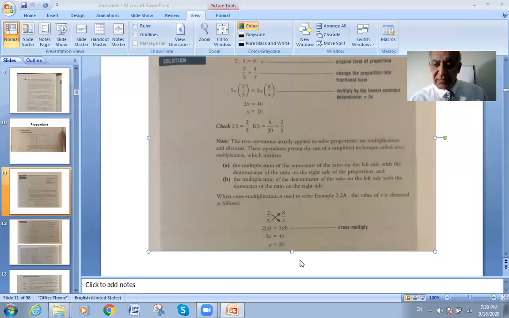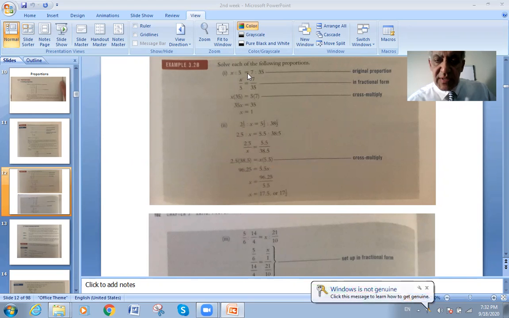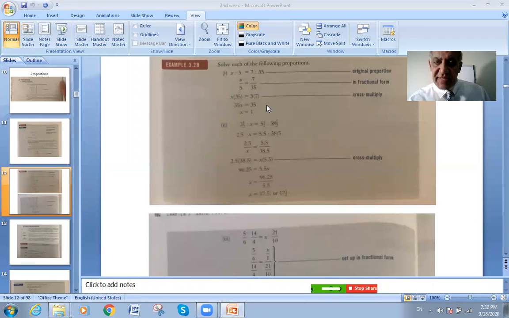Here we go. x by 5 equals 7 by 35. Sorry, I had not put the share on, but now it's sharing. x divided by 5 equals 7 divided by 35. It's the same idea. Then use the cross multiply. You multiply x by 35 equals 5 by 7. So 35x will equal 35. Then x will equal the far number, 35, over the one next to the x, which is 35. 35 by 35 will equal 1. Let me solve it on the board and show you how it will look.